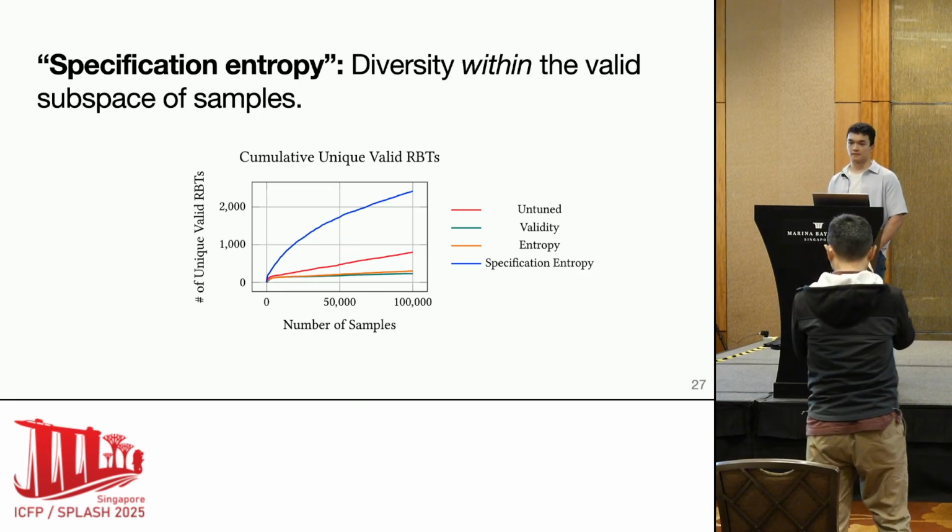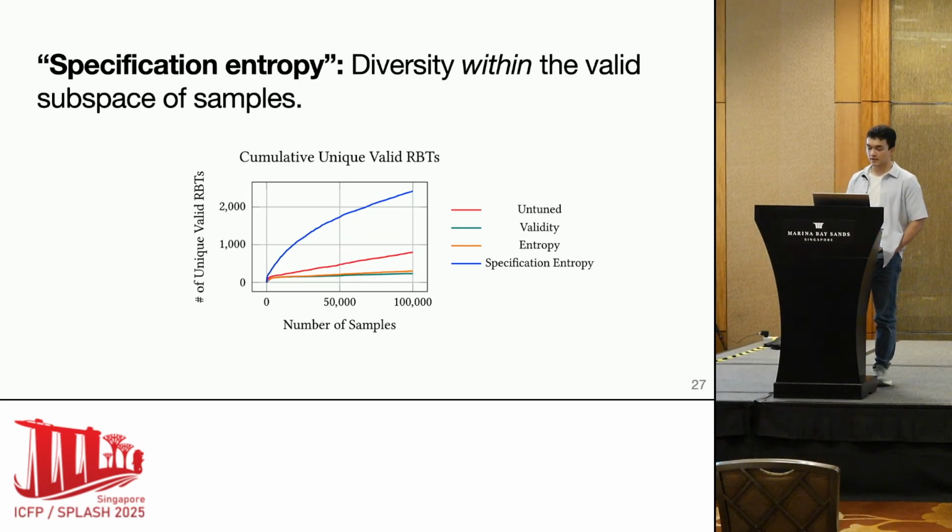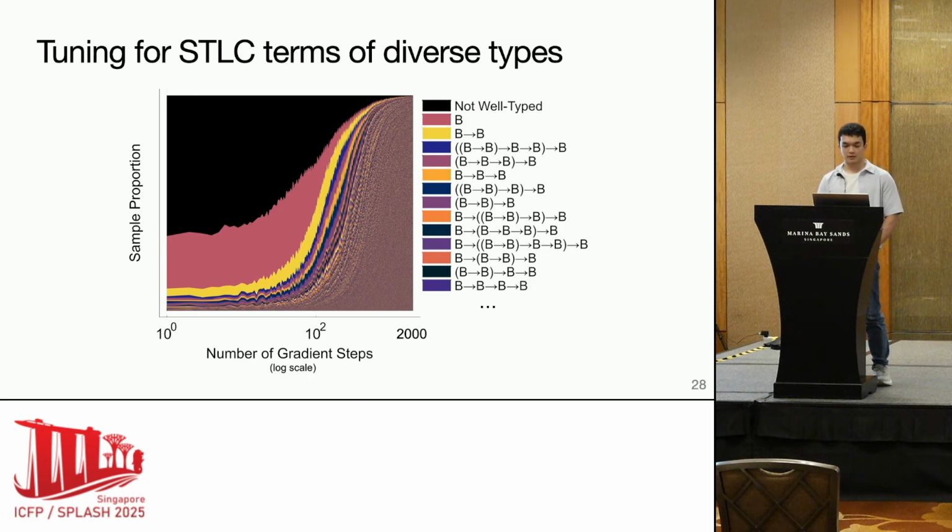As an example of using this objective, we took a generator for terms of the simply typed lambda calculus and tuned it so that it would make samples of diverse types. This chart shows the distribution of the types of the terms we generate throughout tuning. At the beginning, most of the terms we generate are not well typed or of type bool, but by the end, there's a wide representation of types, none of which are overrepresented.